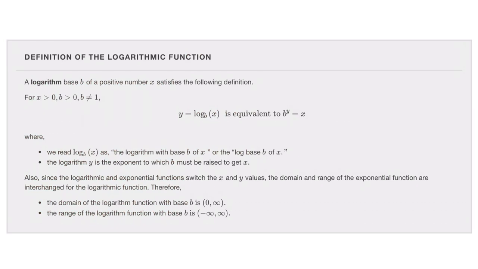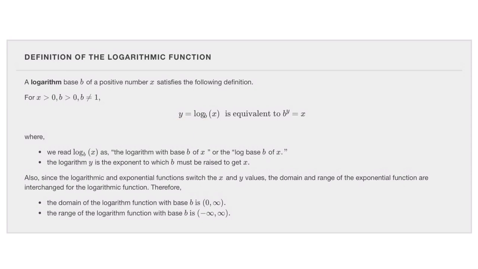A logarithm base b of a positive number x satisfies the following definition. For a positive x, positive b, and b not equal to 1, y equals log base b of x is equivalent to b to the power of y equals x, right? So the takeaway here, when we're given this log form, if we want to convert it to exponential form, we take the base of the log, it swings over to the other side of the equal sign and becomes the base of our exponent, all right? So these are 2 different ways of saying the same thing.